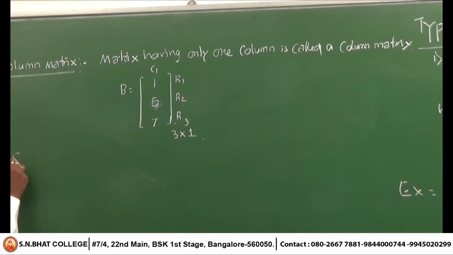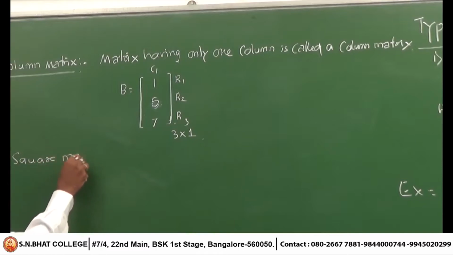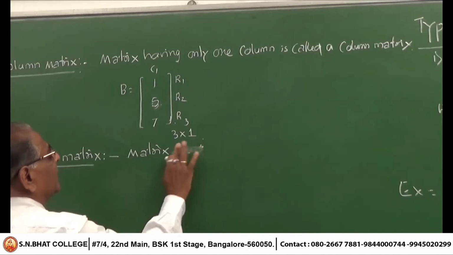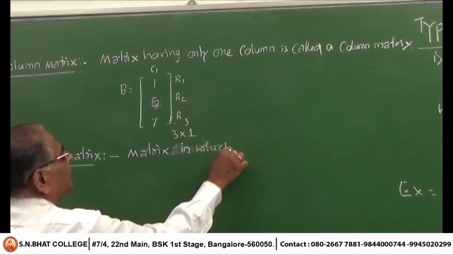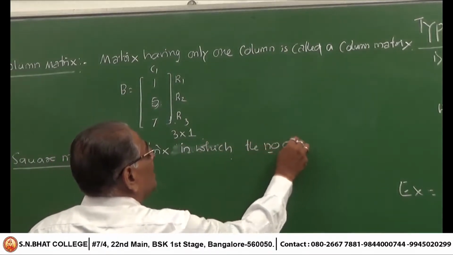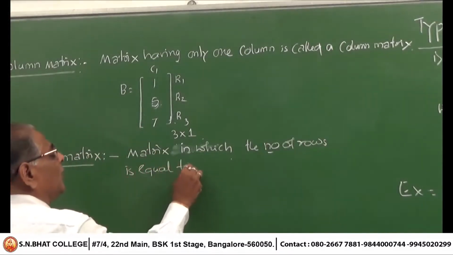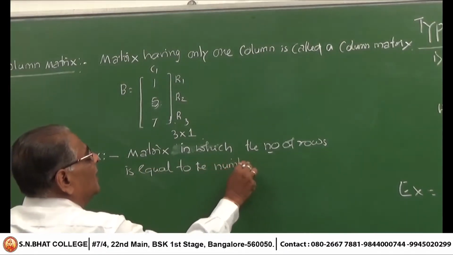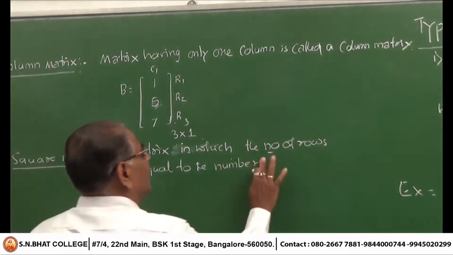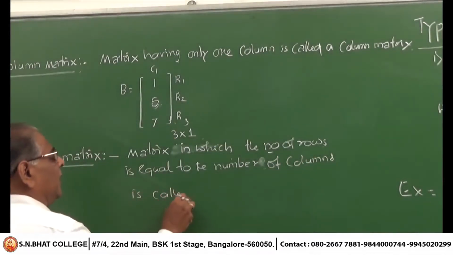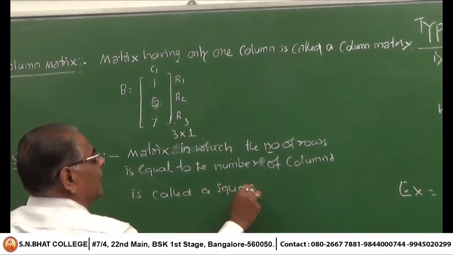Fourth one is the square matrix. A matrix having the number of rows equal to the number of columns is called a square matrix.